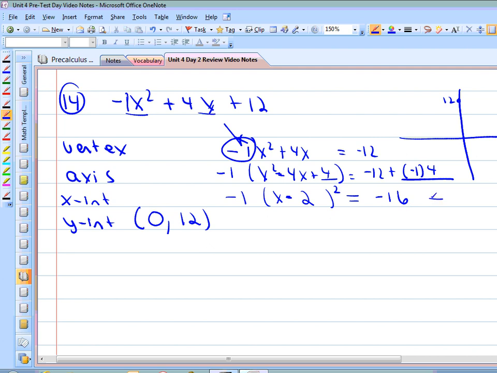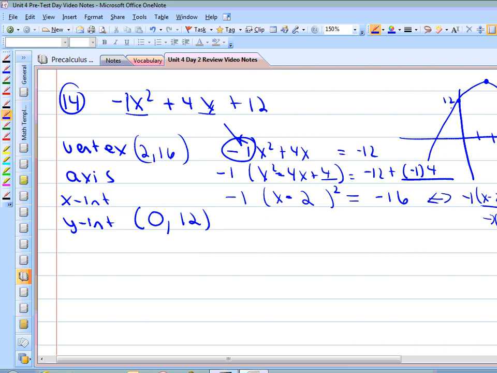If I want to find the vertex, I move the 16 to the other side. I have negative 1, x minus 2 squared, plus 16. My vertex: it's x minus 2, so I'd go to the right 2, positive 2, and I'd go up 16, positive 16. My vertex is at 2, 16. So let's think about that. At 2, 16, way up here. So my graph is negative, so I know my graph is going to turn down. That makes sense. It's going to go through the y-intercept.